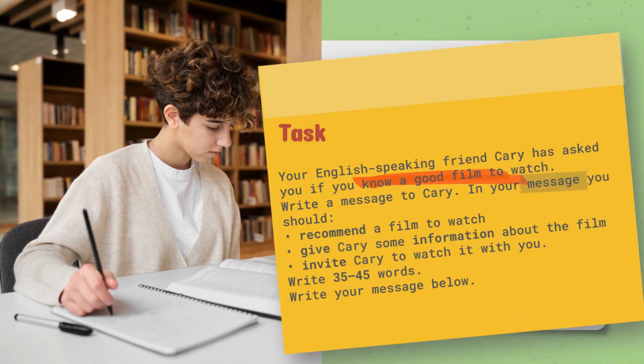Now, if you want, these are tasks. You can do them at home and send them to me by email. As you can see here, I'm always highlighting the important points.